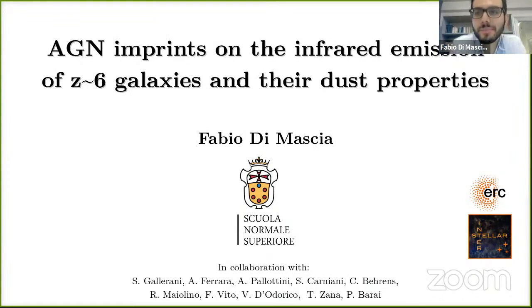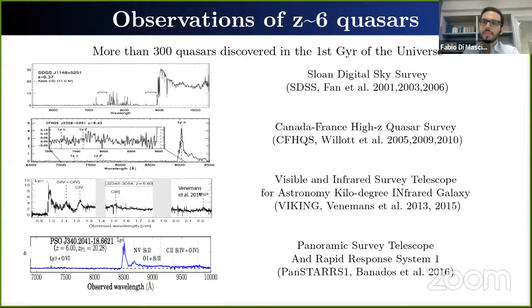So, hello everybody, I'm Fabio Di Mascia, and in this talk I would like to discuss AGN imprints on the infrared emission of Redshift 6 galaxies and their dust properties. There has been a lot of progress on the observational side regarding the first quasars in the universe. We know so far more than 300 of them in the first gigayear of the universe. And this is thanks to several sky surveys in the optical and near infrared.